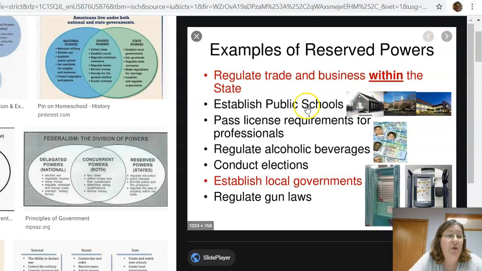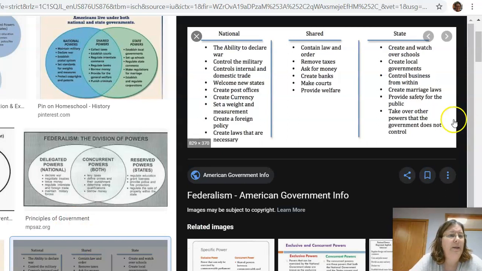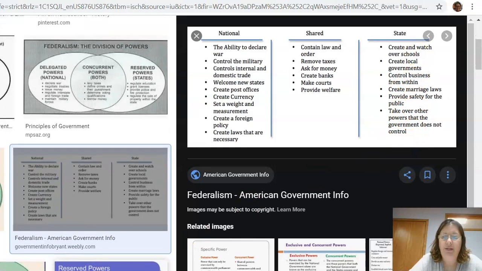So this one also talks about public schools, professional requirements, the alcohol. This one also has a new item, the regulation of guns. Why do some states allow open carry rather than concealed carry? There are some states where you can go and the gun is right there, you can see it. It's not concealed at all. That's a difference between the states. Okay, that is a reserved power. There was one more here, I think: create and watch over schools, local governments. I think we're starting to see a pretty big trend here.